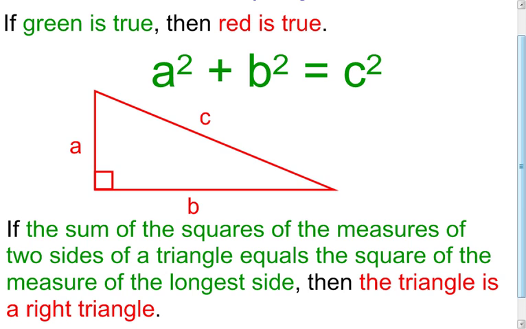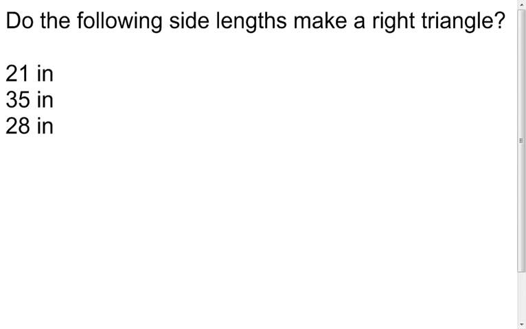Now I'm going to take a look at one example to show you how we can use this. So it says, do the following side lengths make a right triangle? And I've given you three side lengths of a right triangle. Is it a right triangle, or is it just any old regular triangle? Well, I'm going to plug these three numbers into a squared plus b squared equal to c squared.